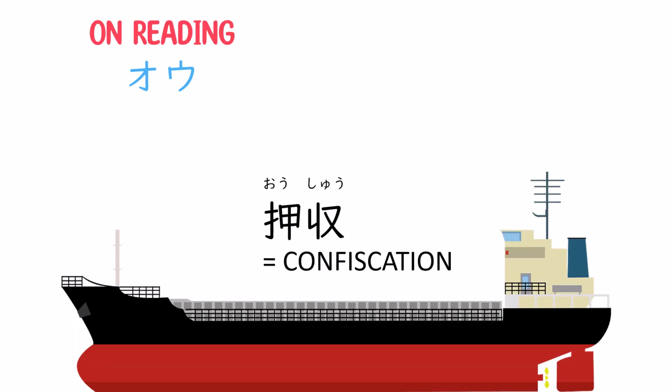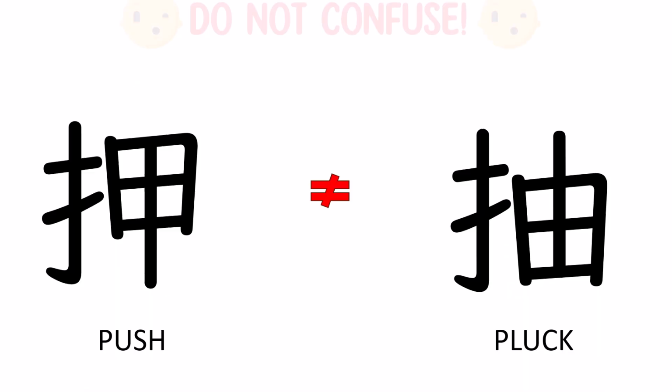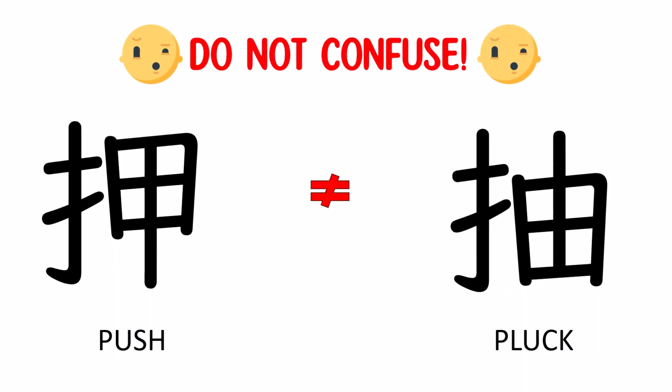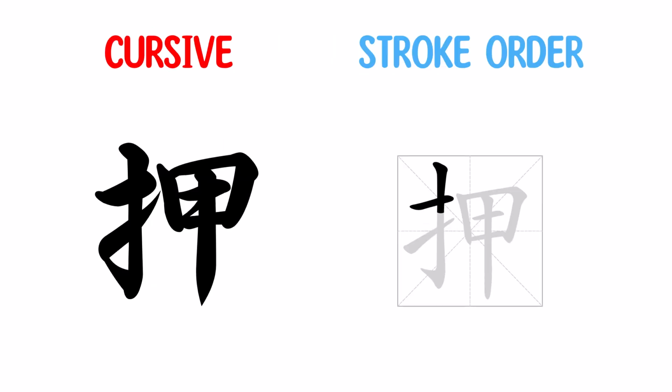The on reading is o. The example is oshu, confiscation. Do not confuse push with block. Be careful with the right side of each. The kanji push has the shield right in there. This kanji has 8 strokes. I hope today's story will help you remember this kanji going forward. And time to push those Japanese studies.